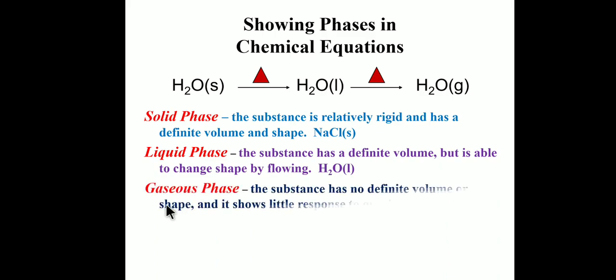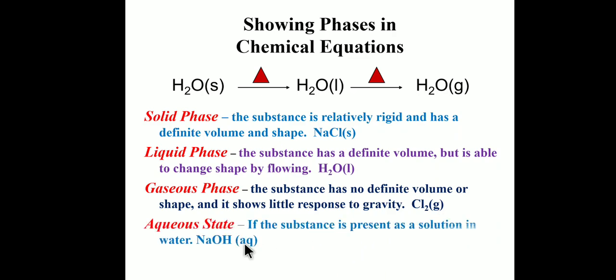And coming to the gaseous phase. The substance has no definite volume, no shape, and it shows little response to gravity. That is generally the gaseous phase. Example Cl2, chlorine gas, which we represent as (g).